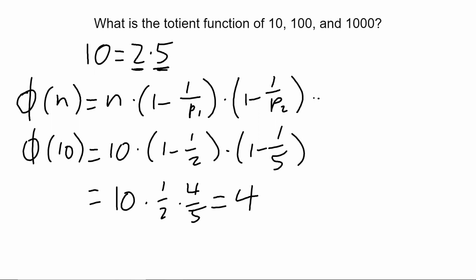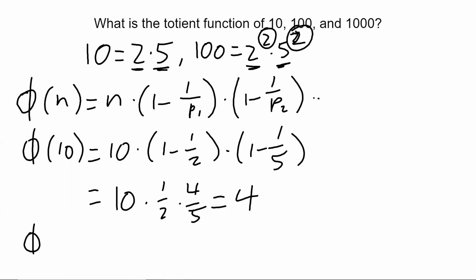So that's for 10. If you take a look at 100, you'll find that the process is actually kind of similar because 100 is equal to 2 squared times 5 squared, and it has the same 2 prime factors. Remember that the numbers in the exponent don't actually matter.